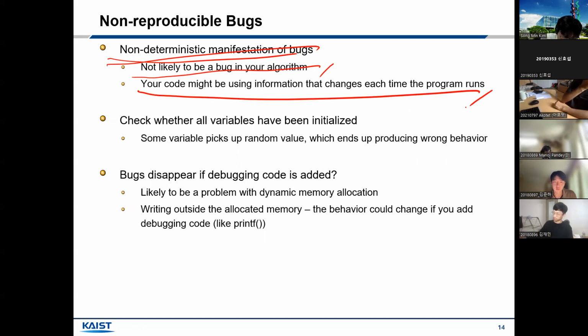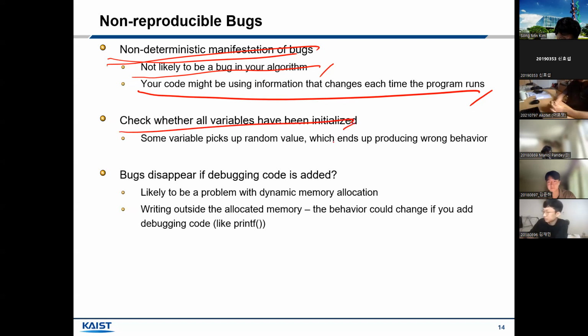Maybe your code might be using information that changes each time the program runs. For example, maybe you're taking the system time to do something, right? To run your program, or whatever. Maybe your code is taking some parts of something that changes over time.